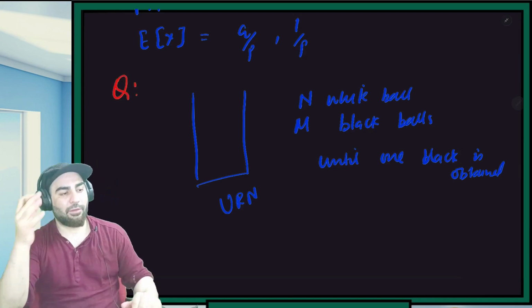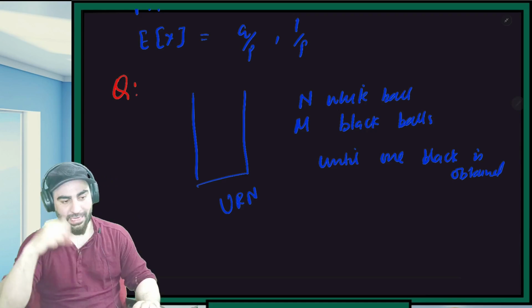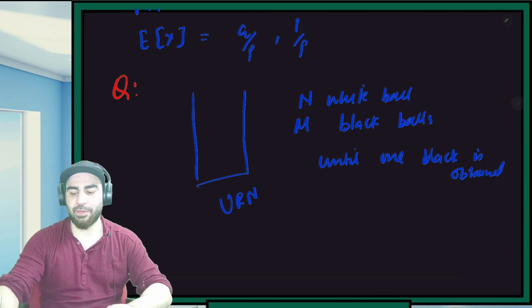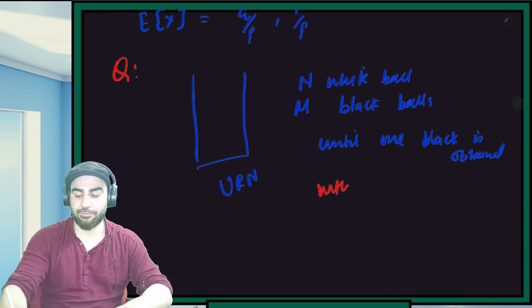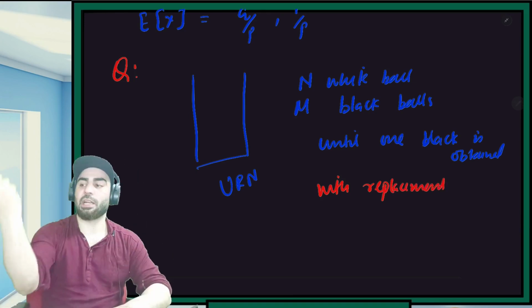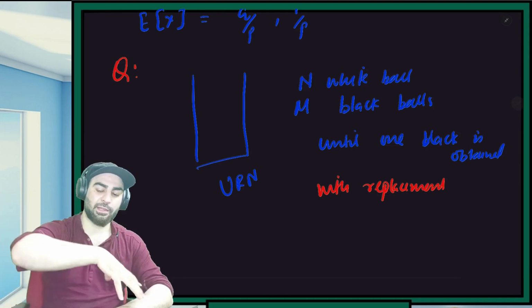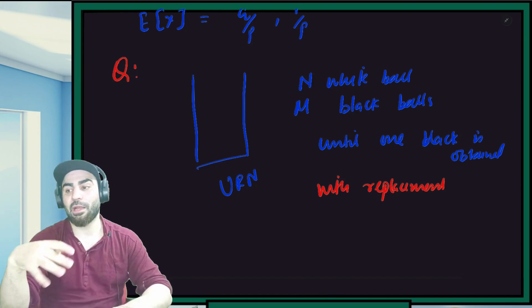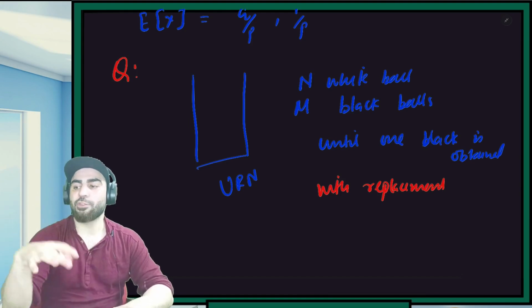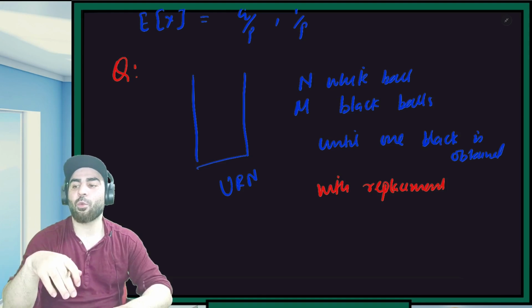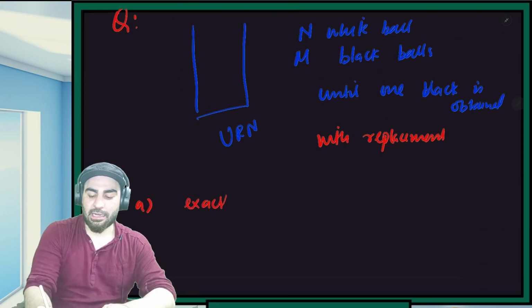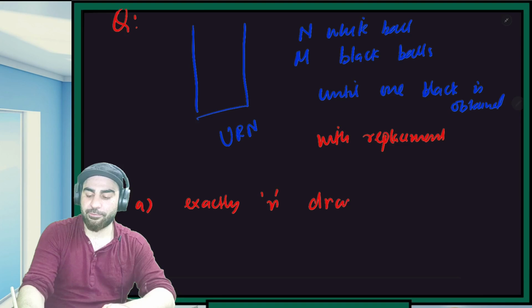So we have an urn with n white balls and m black balls. We keep on sampling the balls until one black ball is obtained. We assume that each ball selected is replaced, so it is with replacement. You are just putting the ball back in there. If you draw a white ball, you put it back and draw again until you find a black ball. Once you find a black ball, you have a success. So if each ball selected is replaced before the next one is drawn, what is the probability that exactly n draws are needed?